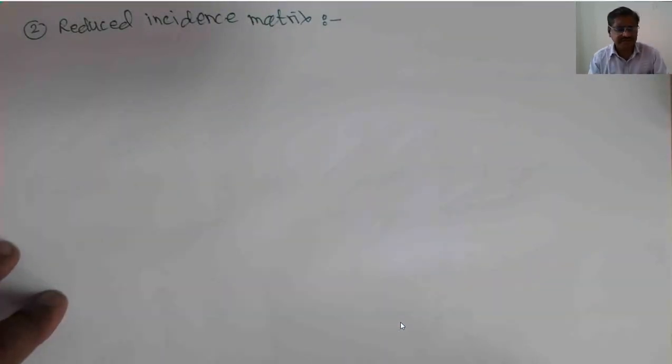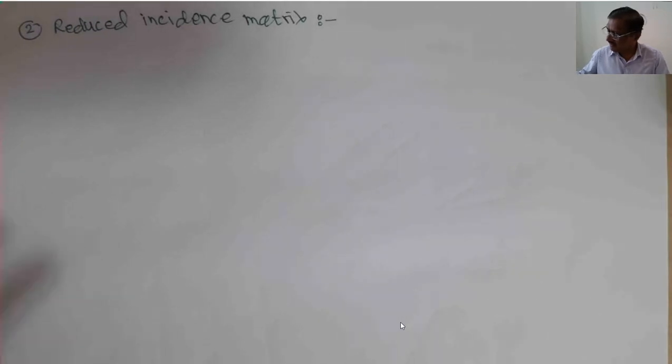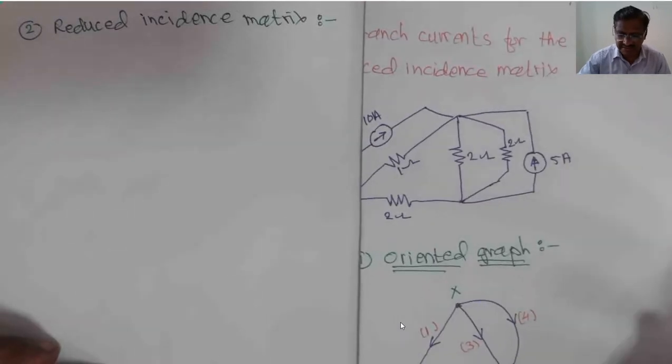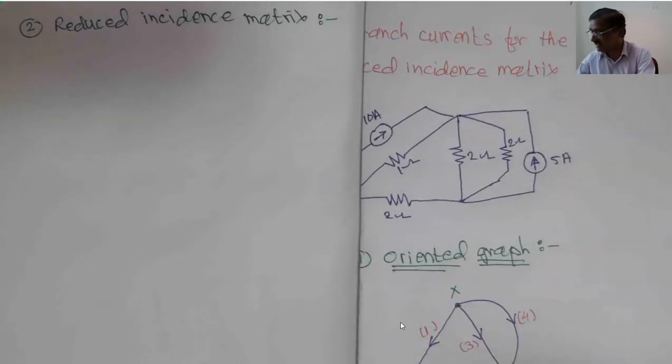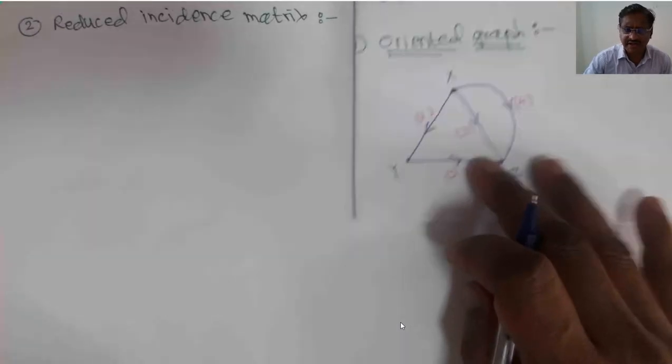Already I have discussed in one video how to draw this reduced incidence matrix. Still we will try to understand the philosophy. Now look here. If we have the oriented graph or directed graph, from this graph we will draw its reduced incidence matrix in this particular case. Now look at this figure. We have the oriented graph with us.